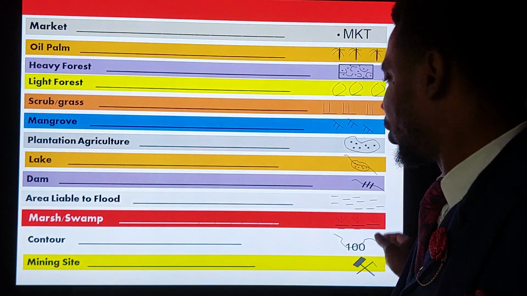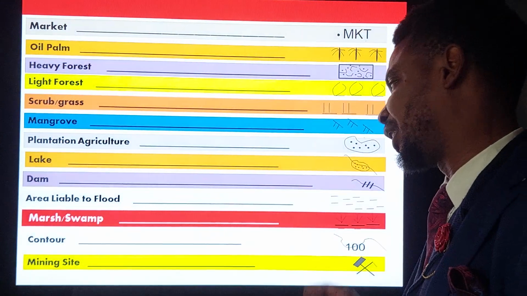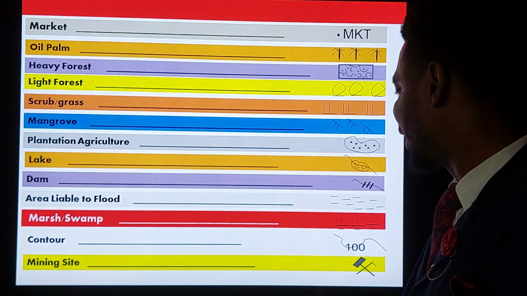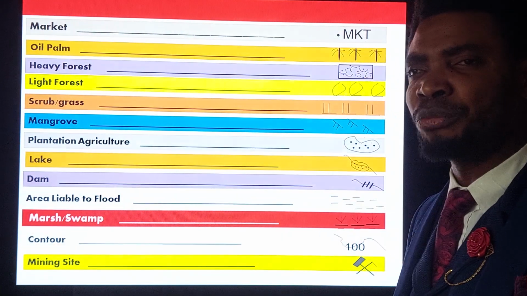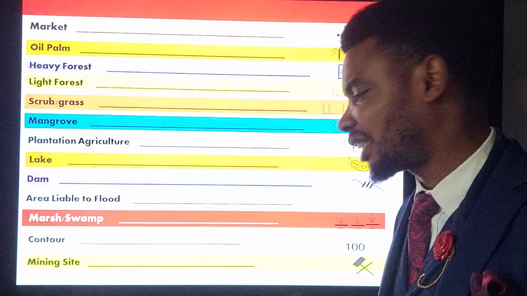Then contour. Contour is very easy to identify. You see a line and you see a number on it. That is a contour. Then mining site. For a mining site, you can see something like a spade and hammer crossed together. That is a mining site.